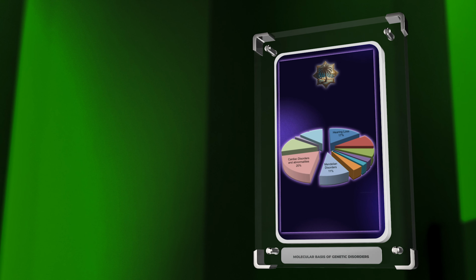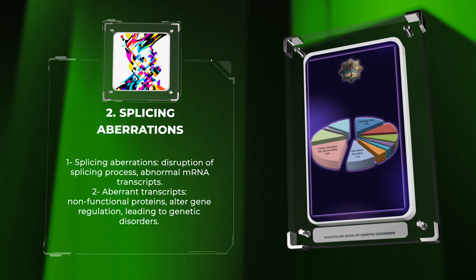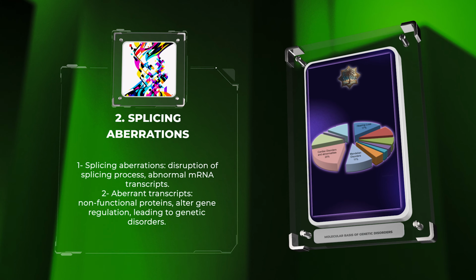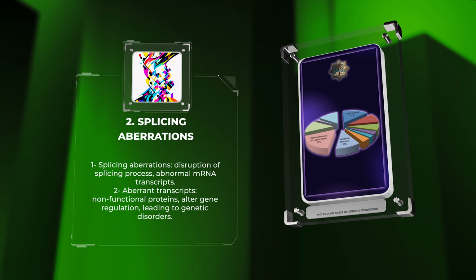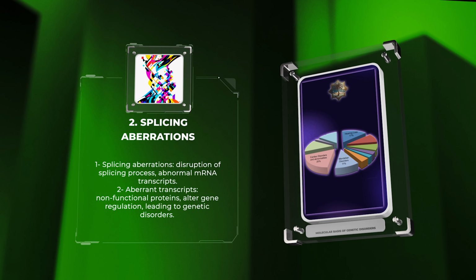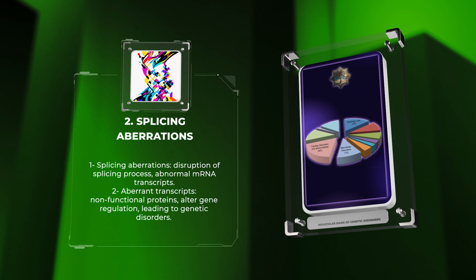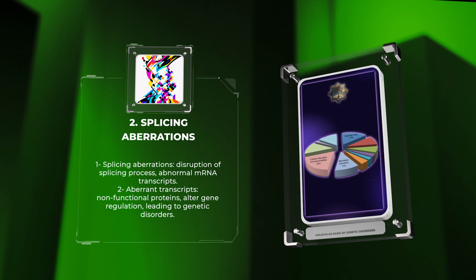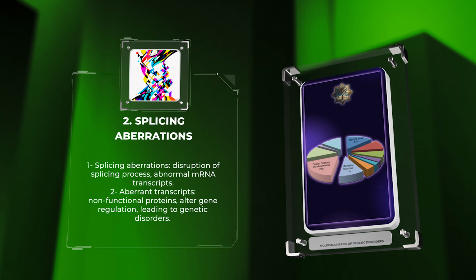Another important mechanism underlying genetic disorders is splicing aberrations. The process of splicing involves the removal of introns and joining of exons to generate a mature mRNA molecule. However, mutations can disrupt this splicing process, resulting in abnormal mRNA transcripts. These aberrant transcripts can produce non-functional proteins or alter gene regulation, leading to various genetic disorders.